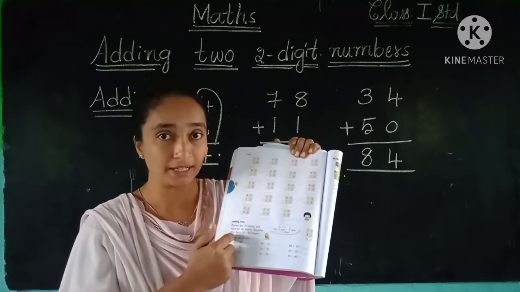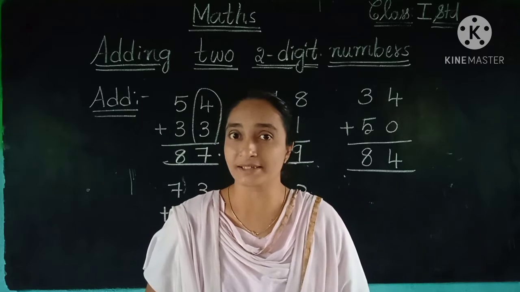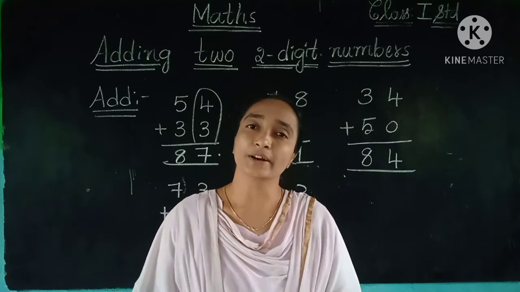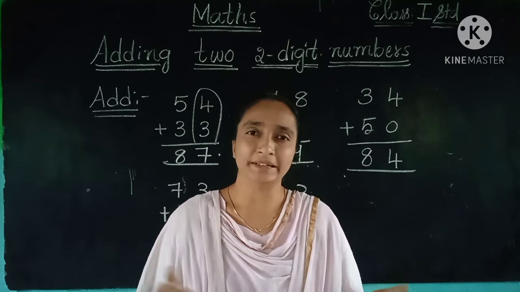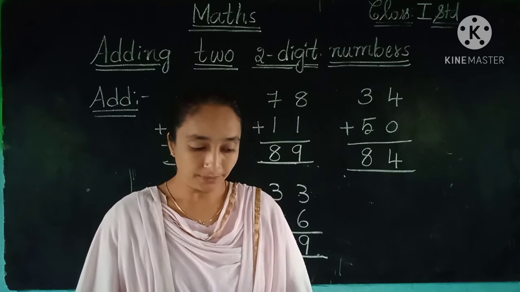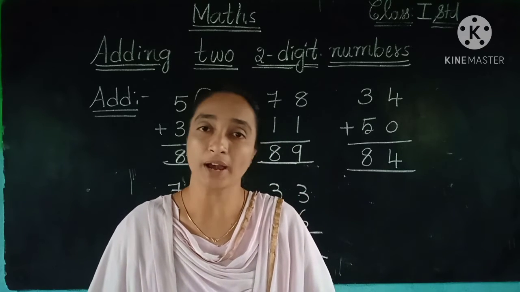Now let us see another one, children. Here what we have is adding of tens. This is very simple. Adding of tens. Oh, what is this adding of tens, you are thinking? Nothing, very easy. So here we can see, children, we have some examples also. Let us see the examples now. Adding of tens.